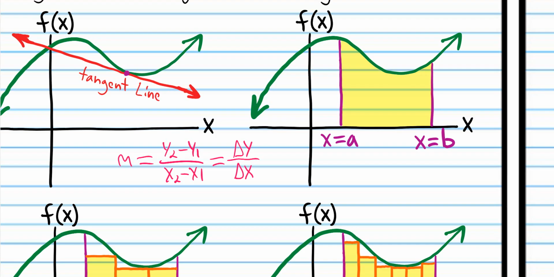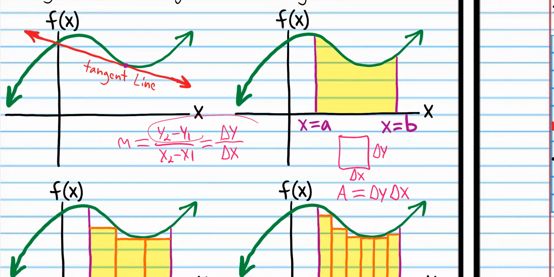Now, if you want to find the area of a rectangle, if we call the length of the rectangle delta y and the width delta x, then the area would be delta y times delta x. And again, change means, if you find the difference, that's change.